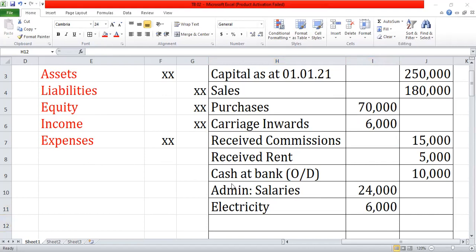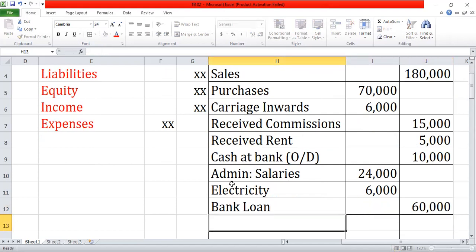Okay. After that, bank loan. Write the next account. Don't miss out anything. Any account cannot be missed. Bank loan, it is a liability. Record the balance in the credit column, 60,000.